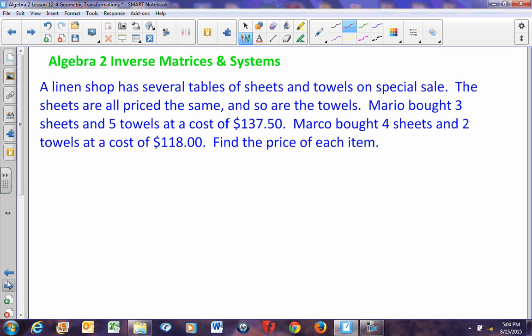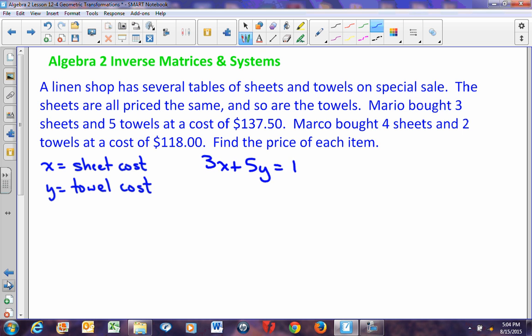So, first thing first, always define your variables. So x is the sheet cost, and y is going to equal the towel cost. Next thing I'm going to do, I'm going to set up my equations. Let's set up one for Mario. Mario bought 3 sheets and 5 towels that cost $137.50. Marco bought 4 sheets and 2 towels that cost $118.